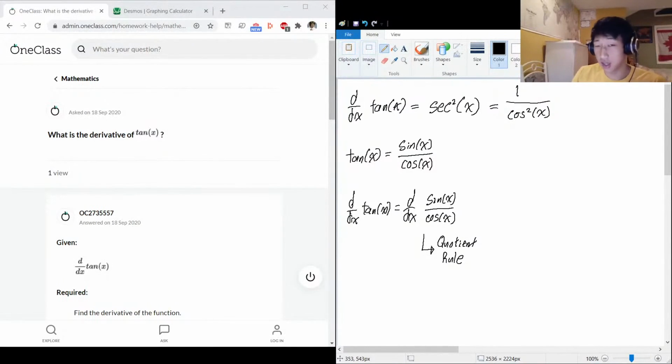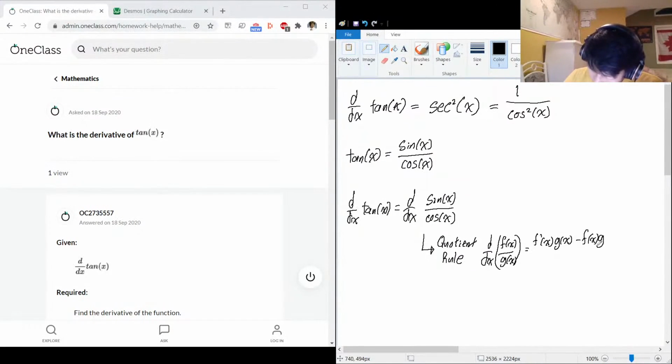Hit it with the quotient rule because when you have one function divided by another function and you're taking the derivative of that, you have to hit it with the quotient rule, which is d over dx of f of x over g of x is equal to the derivative of the top times the natural bottom, subtract the natural top multiplied with the derivative of the bottom, all over the bottom squared.